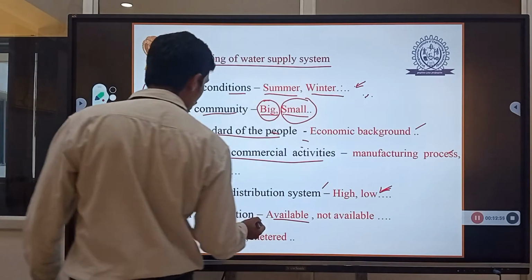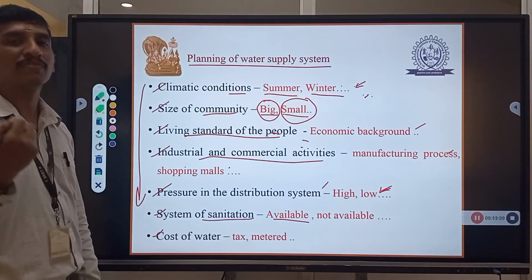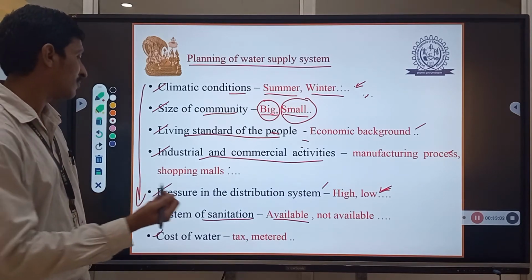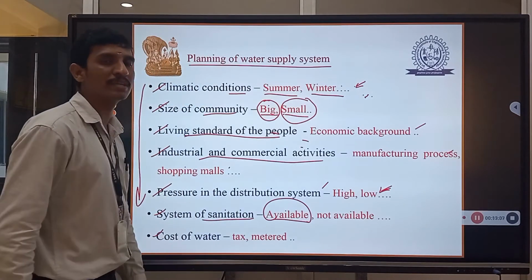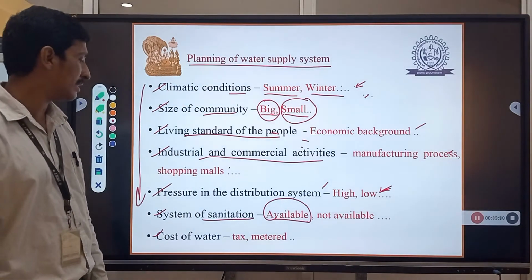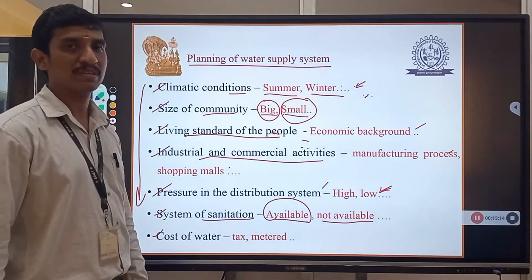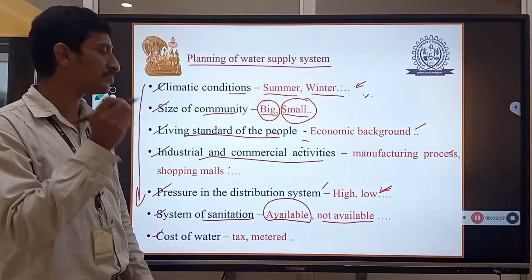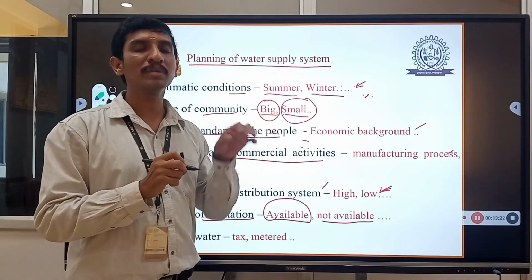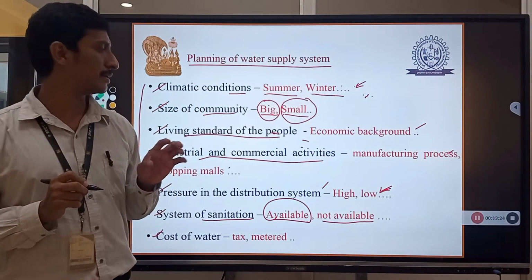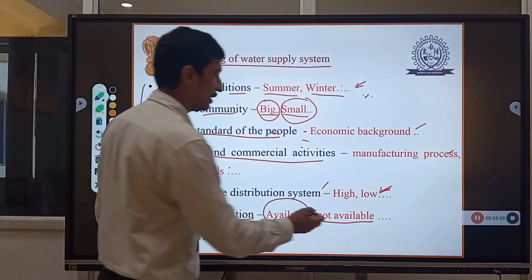Sanitation means how the wastewater will be disposed of from the source. If sanitation is available, we use more water, so the requirement of water is increased. If there is no sanitation, people use a very minimum quantity of water. Why do they use a minimum quantity? The used water is retained in nearby houses, so mosquitoes breed in that area, and that automatically reduces the requirement level.